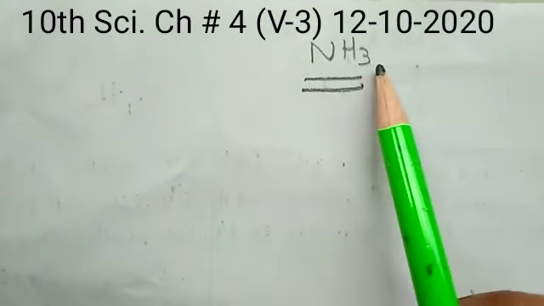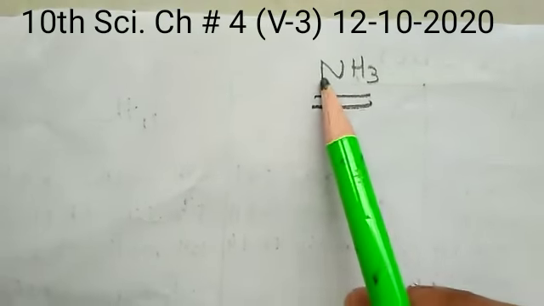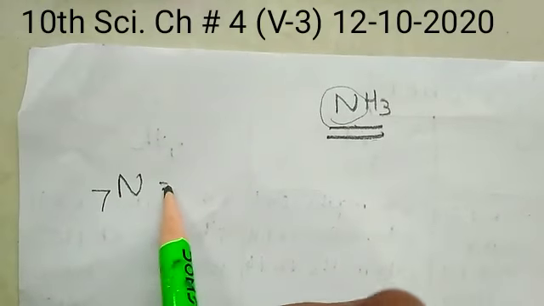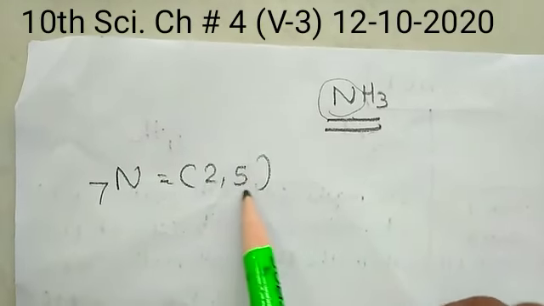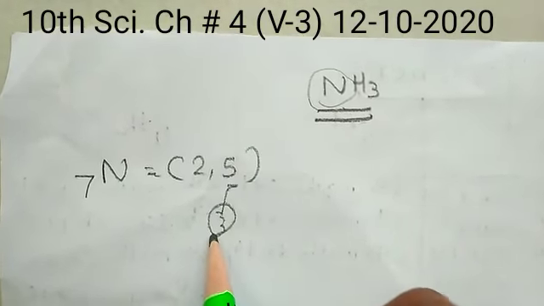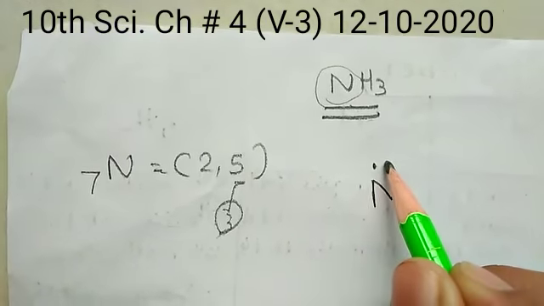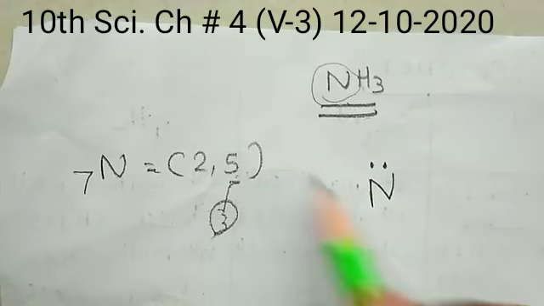Now in the case of NH3, ammonia, right? The configuration of N means how many electrons are present? 7 electrons are present in N, so with 2 and 5, 3 electrons are required to complete the octet. So how will it arrange? Nitrogen is there with 1, 2, right? 5 electrons we have to arrange.